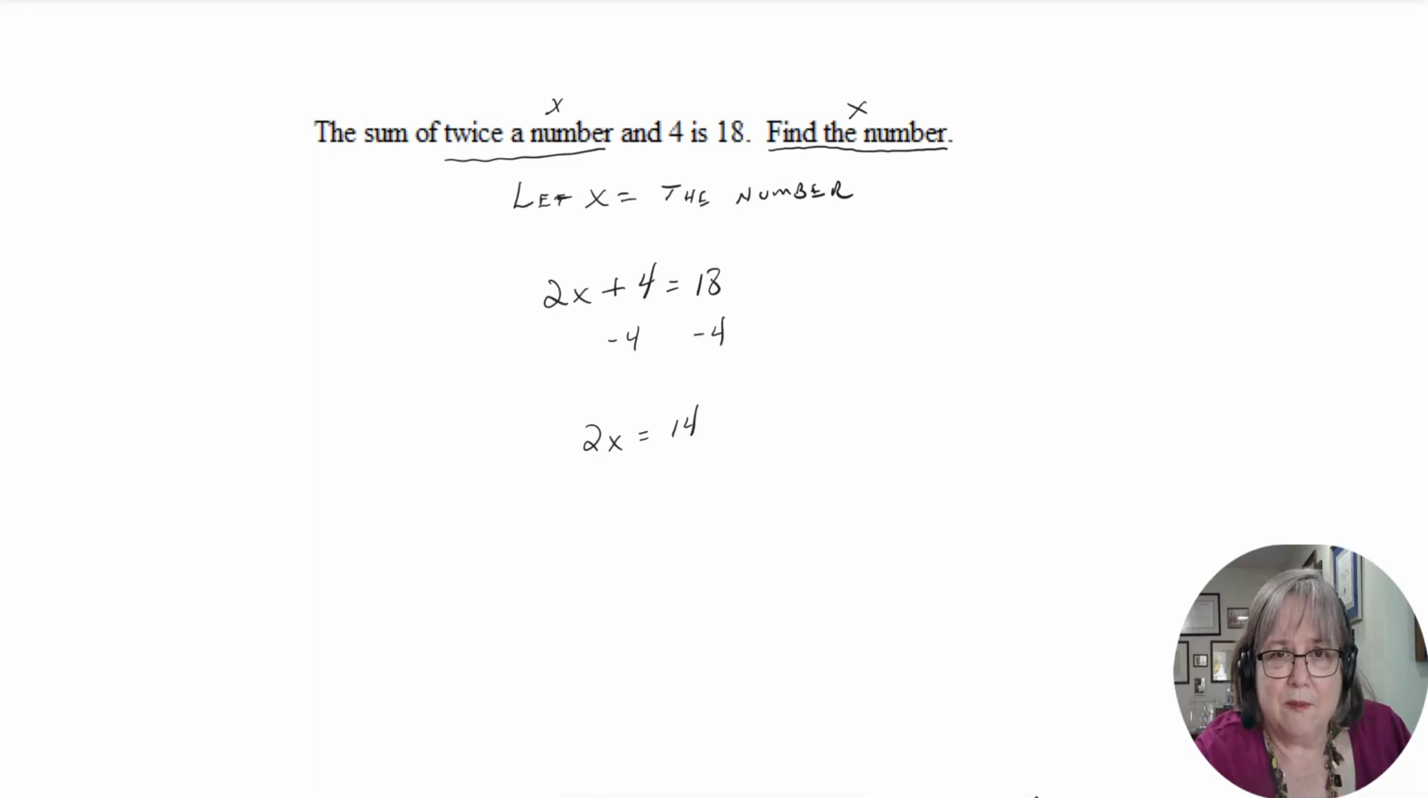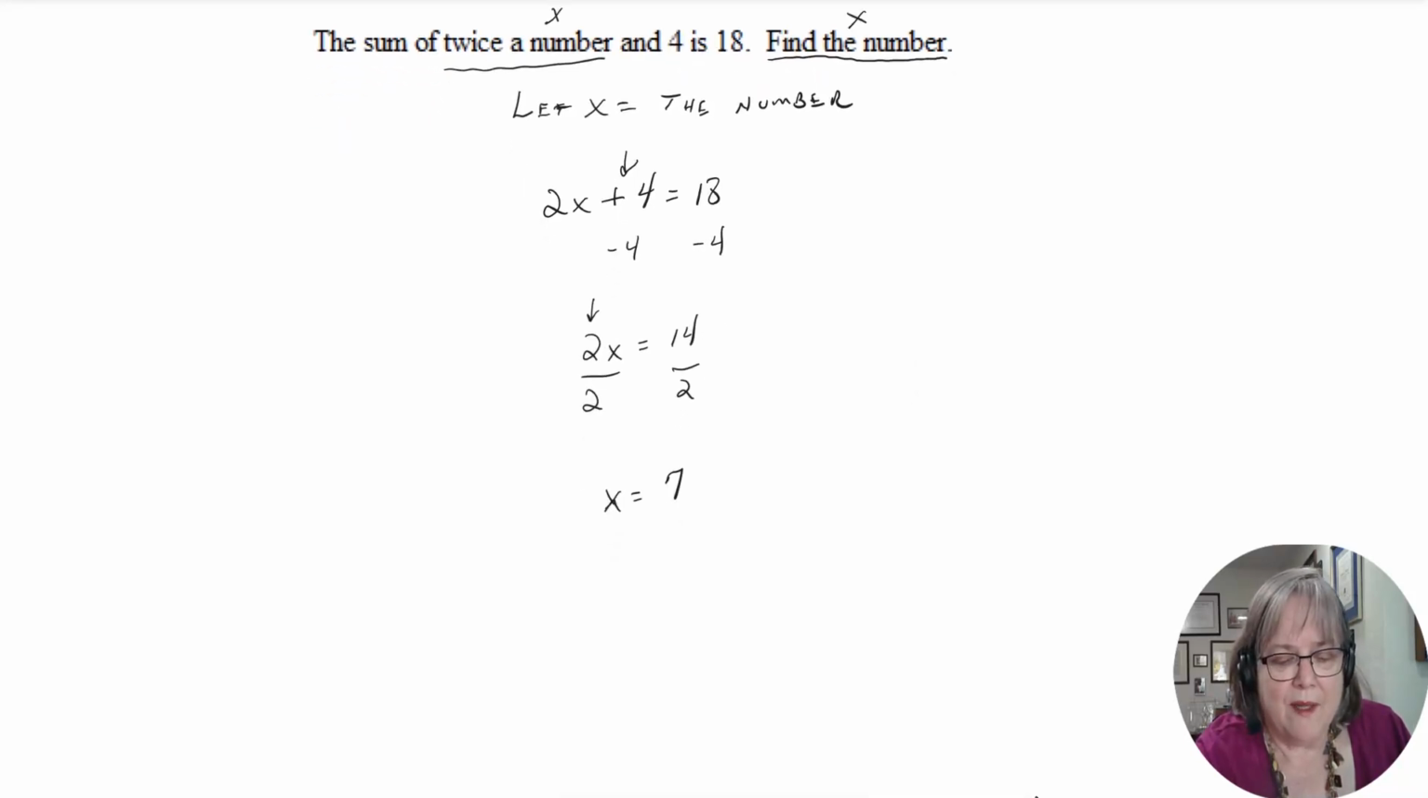So the 2 is multiplying right now, and the opposite of to multiply is to divide. We always do the opposite of what it's currently doing to move it to the other side or to get rid of it. So like here, 4 was being added. The opposite of to add is to subtract. 2 is being multiplied. The opposite of to multiply is divide. We have x is 7.